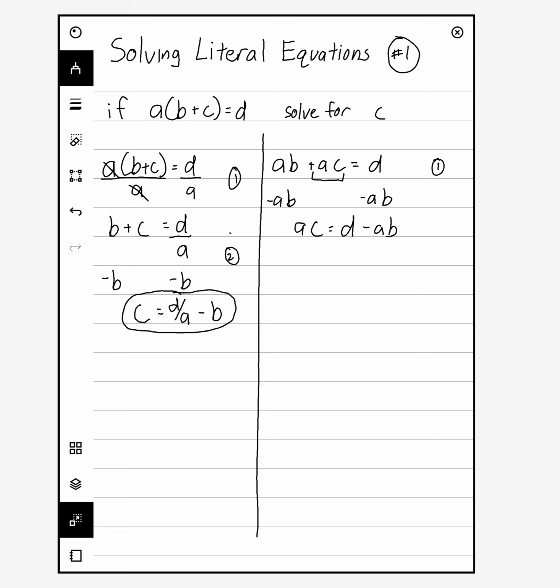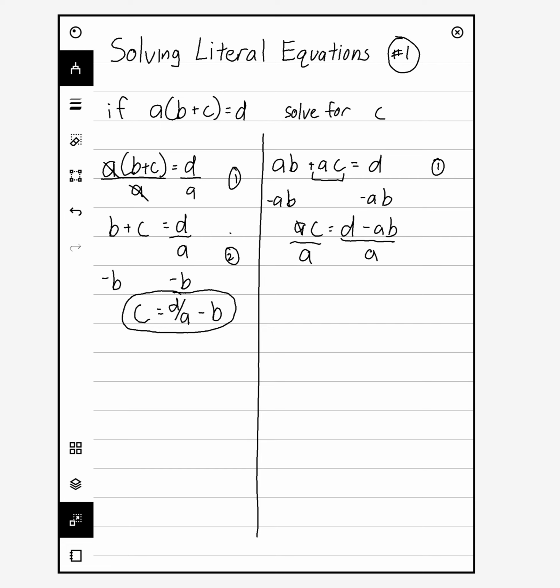Okay, and since we're solving for C, on this side we have AC. We don't want the A, and it's being multiplied to C. So let's do the opposite. Let's divide it by C. And if we divide this side by C, we also have to divide this side by C. So let's do that. Whoa, whoa, whoa. No, no, no. Not by C. By A. We have to divide by what we want to get rid of.